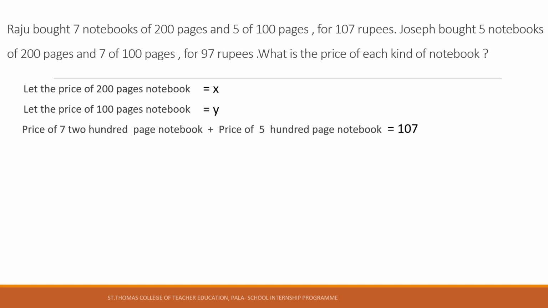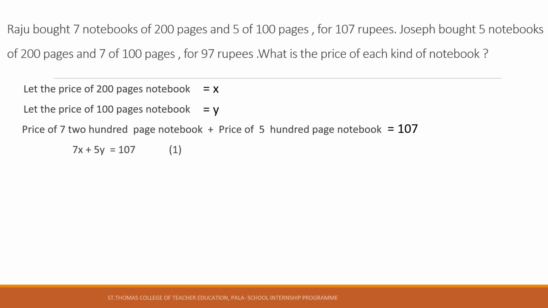So, can you convert this statement into an equation? 7 200-page notebooks. Price of 1 200-page notebook is X. So, the first term will be 7X. And 5 100-page notebooks, the price will be 5Y. So, what equation do we get? Very good. 7x plus 5y equal to 107. And we call this equation number 1, isn't it?